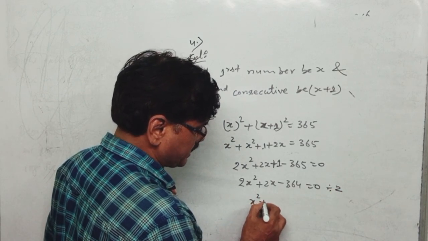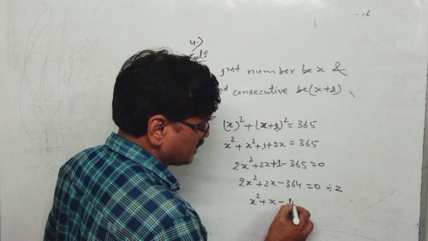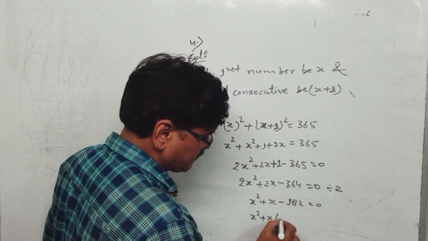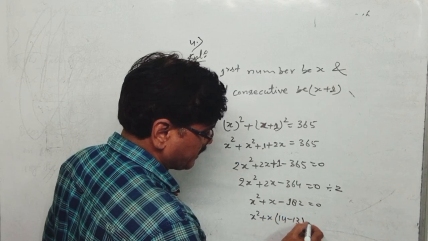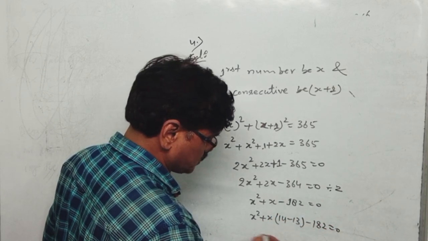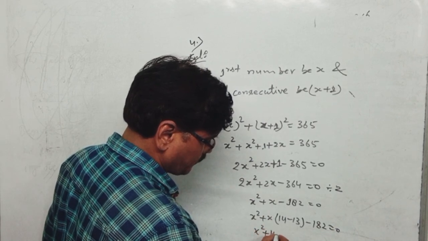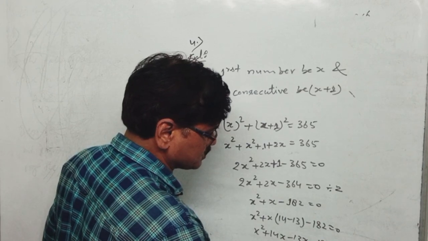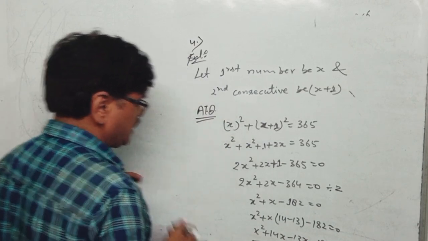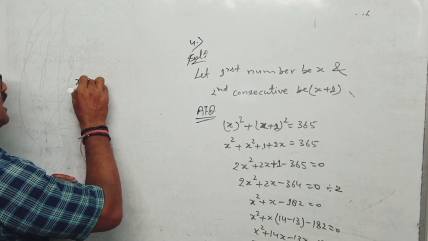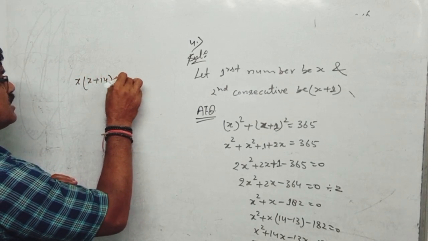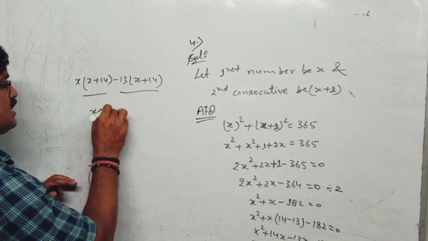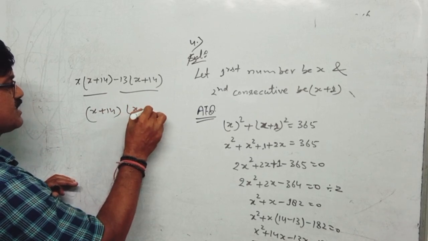So this will be x square plus x minus 182. Same like that question, x square plus x, in bracket 14 minus 13, minus 182 close equals to 0. x square plus 14x minus 13x minus 182 is equals to 0. You will make the pair here. You will take x common. What is x plus 14 minus 13 is here, x plus 14. So you will take common x plus 14 in one bracket, another bracket x minus 13.